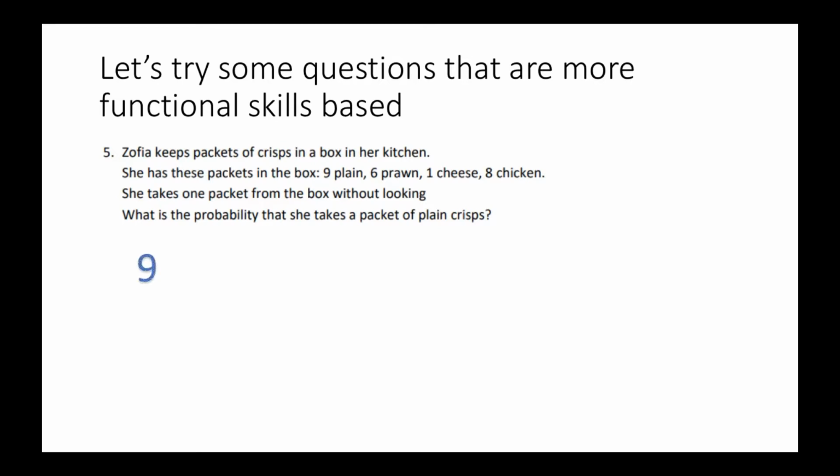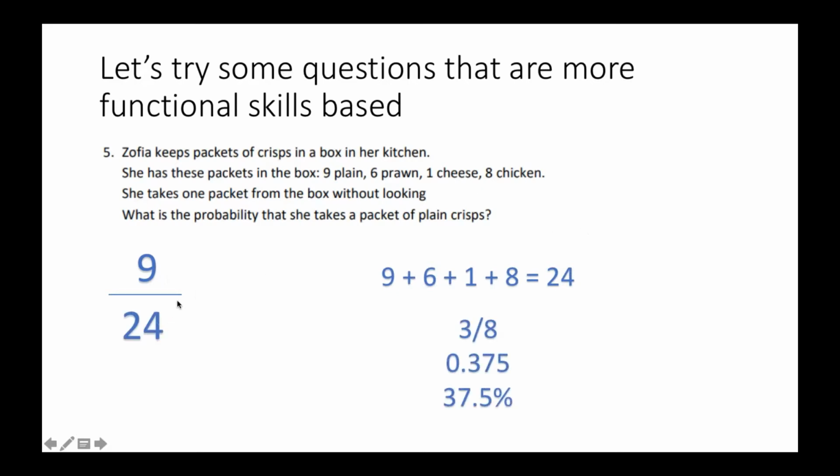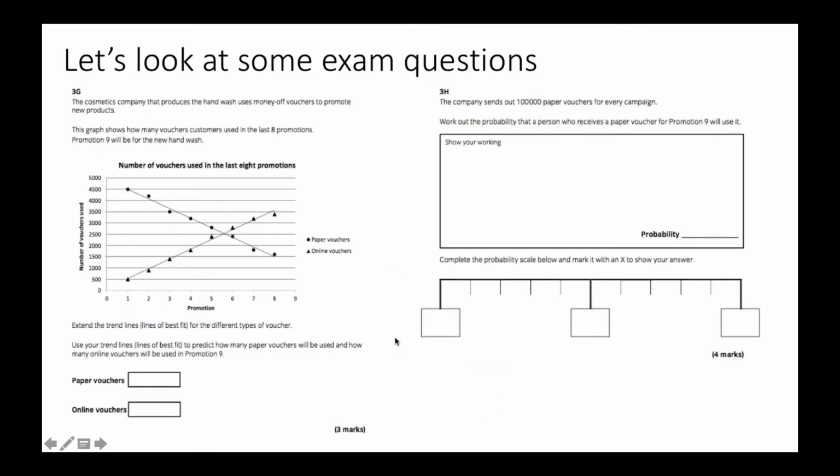So, there are 9 plain crisps, 9 packets, out of a total of, and then we need to add all of those up, 24. Okay, 9 over 24, you can cancel the fraction down as much as you can by dividing by 3s. It gives us 3 8ths. So 9 divided by 24 or 3 divided by 8 on a calculator will give us 0.375 or 37.5%.